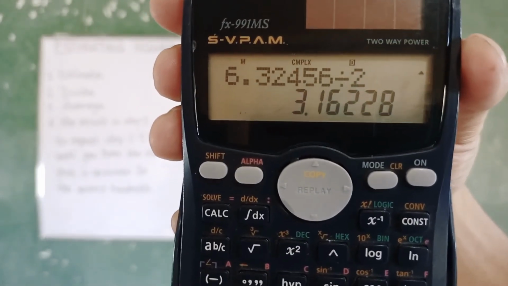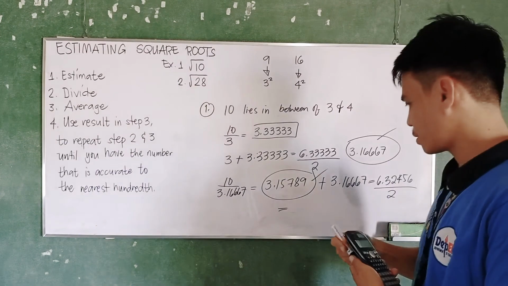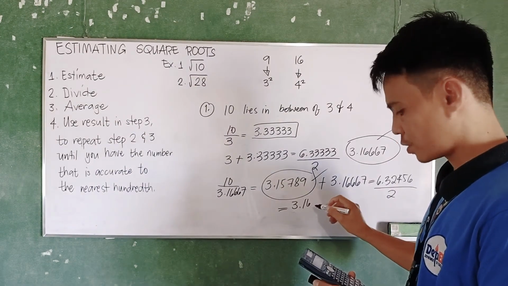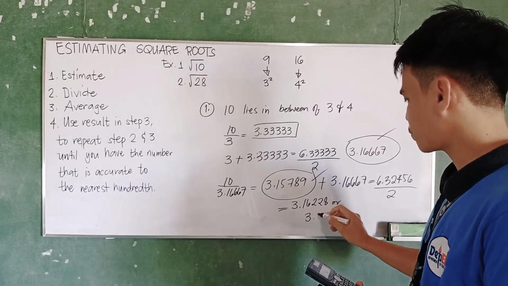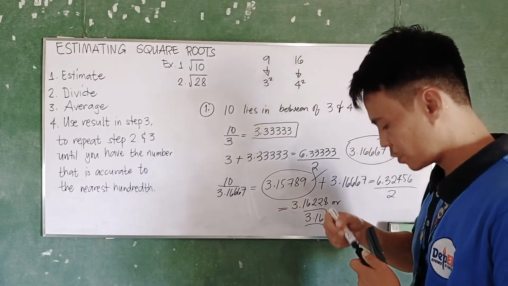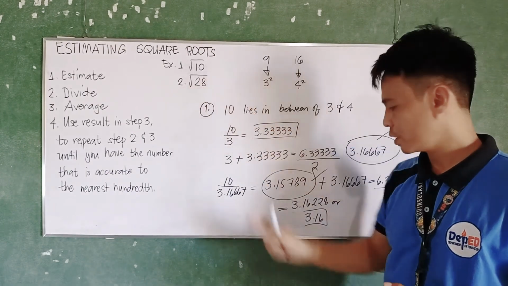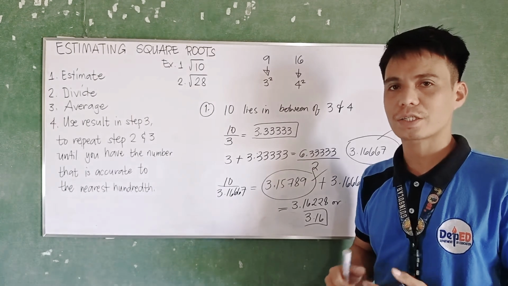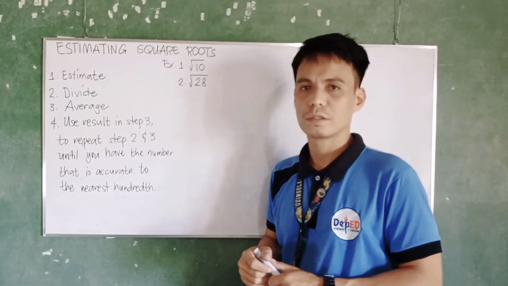6.32456 divided by 2 is 3.16228. Okay? So therefore, our answer is 3.16228 or 3.16. So roughly, guys, our square root of 10 is 3.16. Okay? So gano'n po siya, guys, kadali. I hope nasundan nyo yung discussion natin.